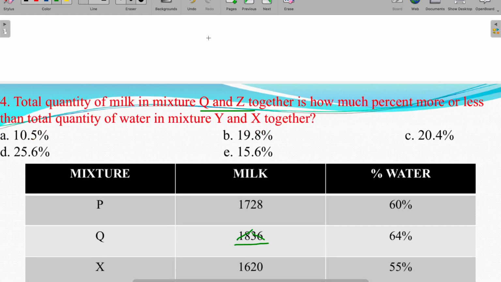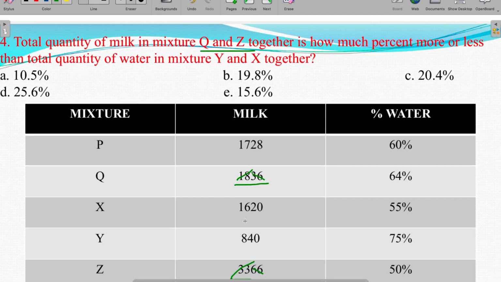So milk is 5202. How am I adding? 1800 plus 1700, 3300 plus 1700 will be 5000. It will be 5100. 34 plus 66 is 100. It is 5200 plus extra 2. Then how much percent more or less than the total quantity of water in Y and X?